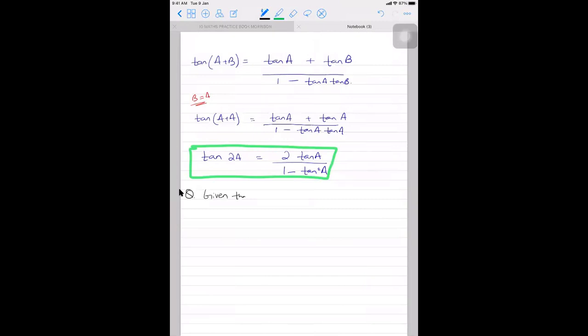Given that sine x is equal to negative 3 upon 5 and that x is greater than 180 and less than 270, find the exact value of sine of 2x. Given that sin x is negative 3 upon 5 and x is between 180 and 270. So where is the angle x being made? In the first, second, third or fourth?